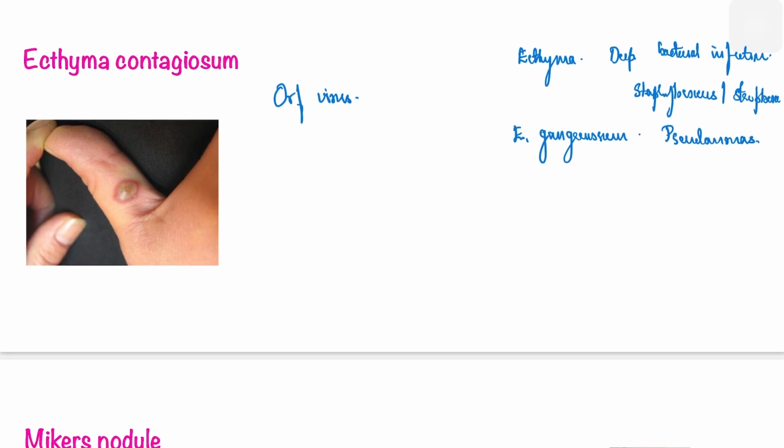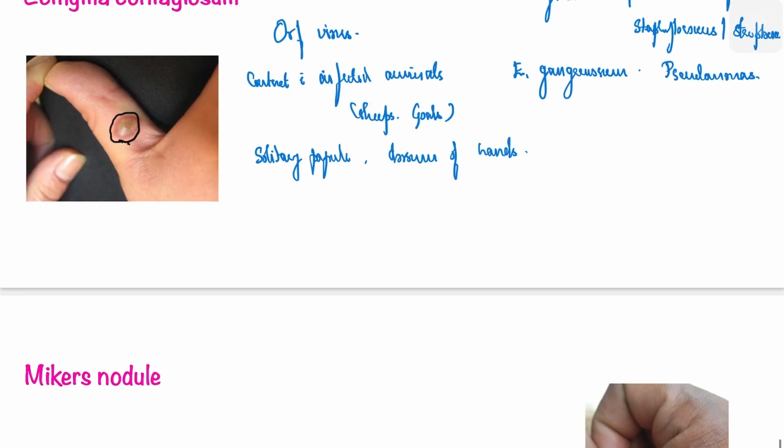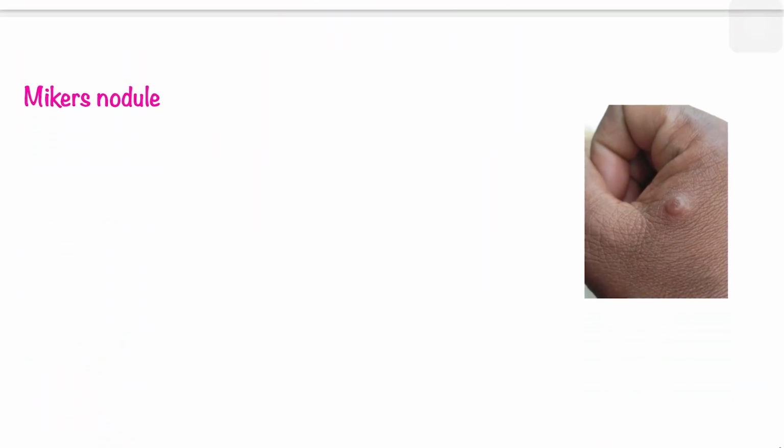And Ecthyma contagiosum is usually due to contact with infected animals like sheep and goats. So you see a single solitary papule, okay, and this will be tender on touch and might bleed easily. So a solitary papule, usually seen on the dorsum of hands, and they are tender and they bleed easily. This is about Ecthyma contagiosum.